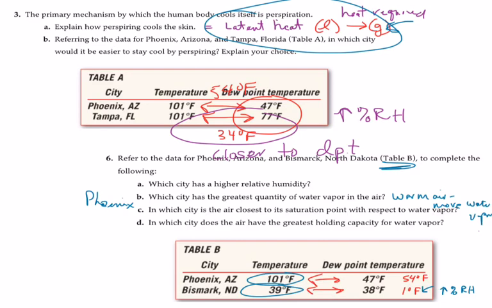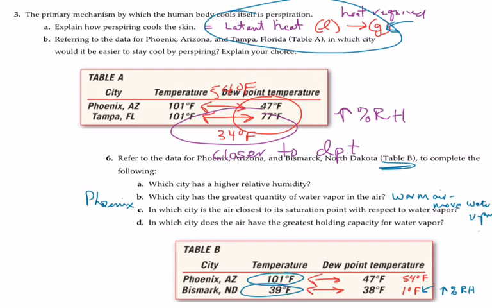C, in which city is the air closest to the saturation point? You guys already told me. Which one was that one? Yep, I agree. I'm going with Bismarck for C. D, in which city does the air have the greatest holding capacity for water vapor? Phoenix, yeah, so it's a little tricky.